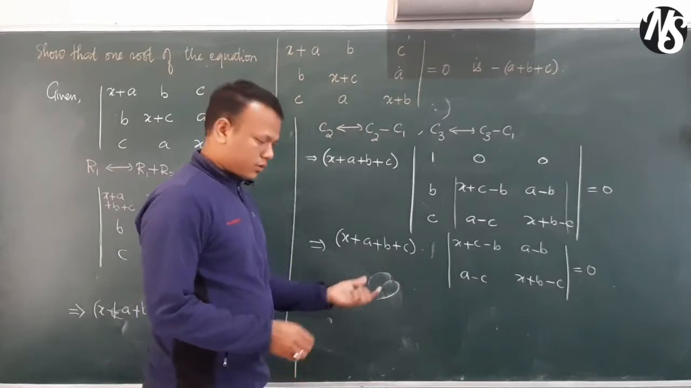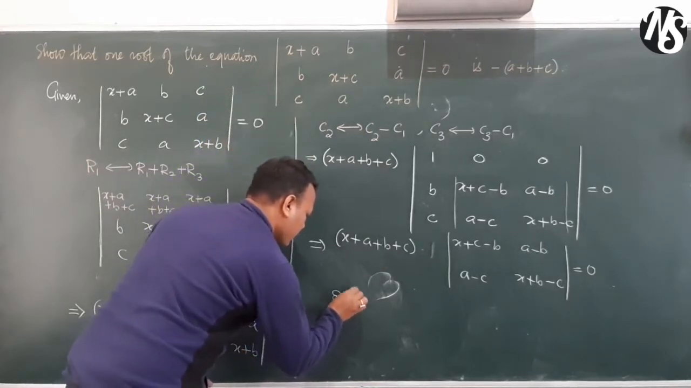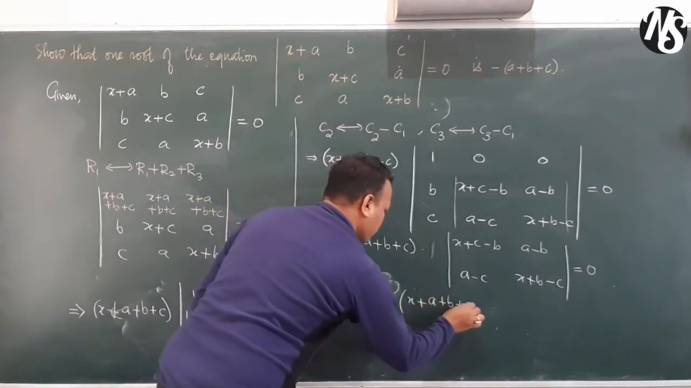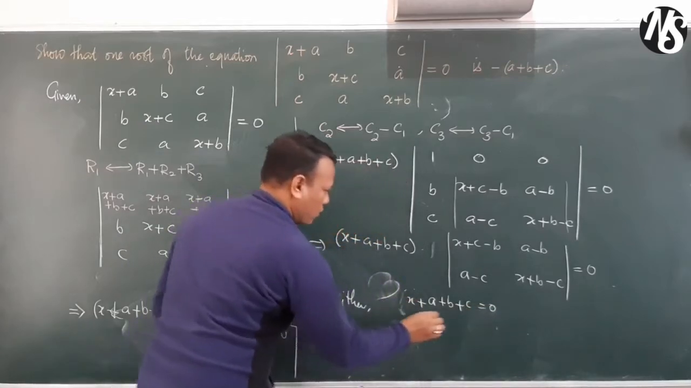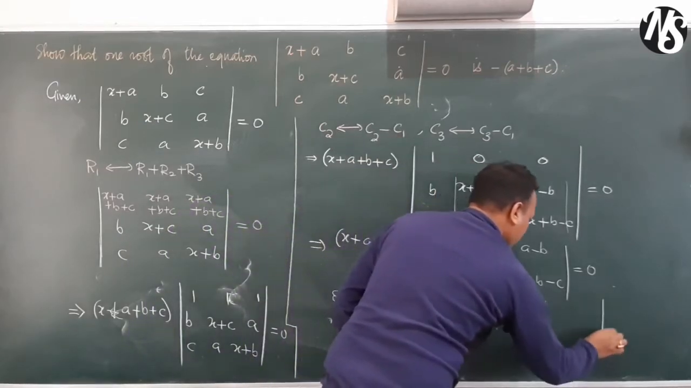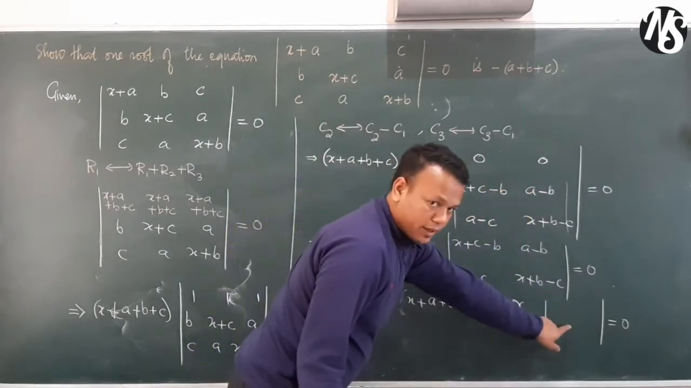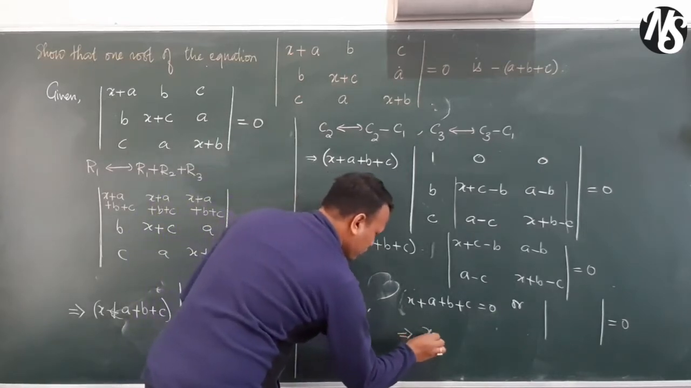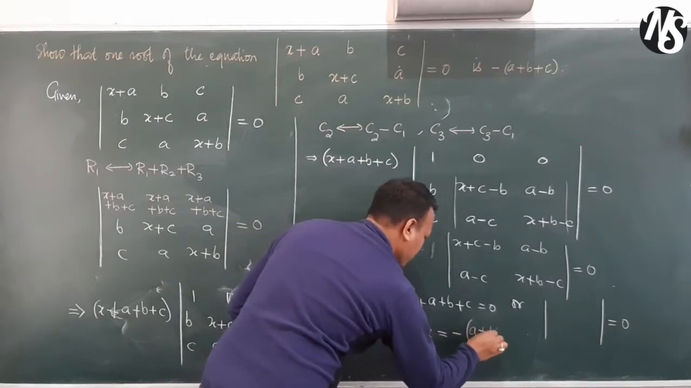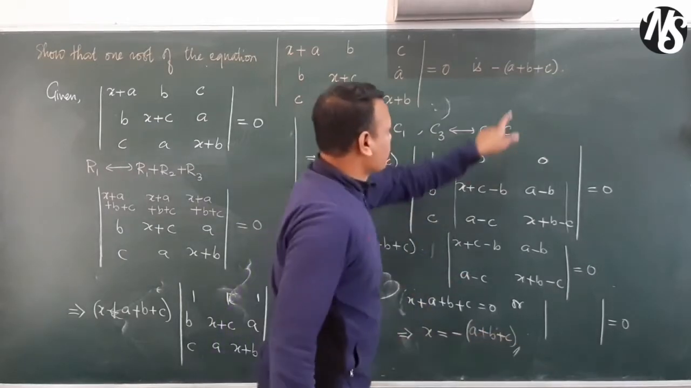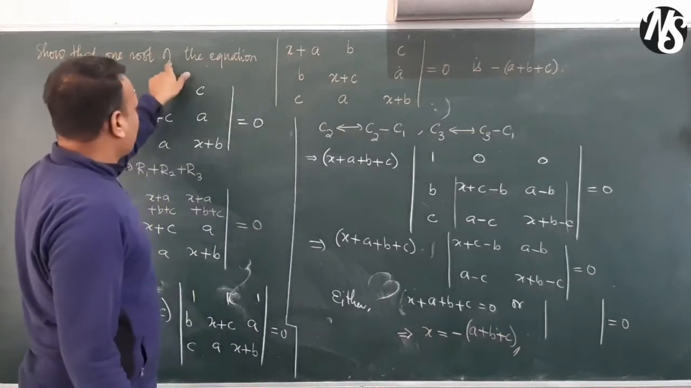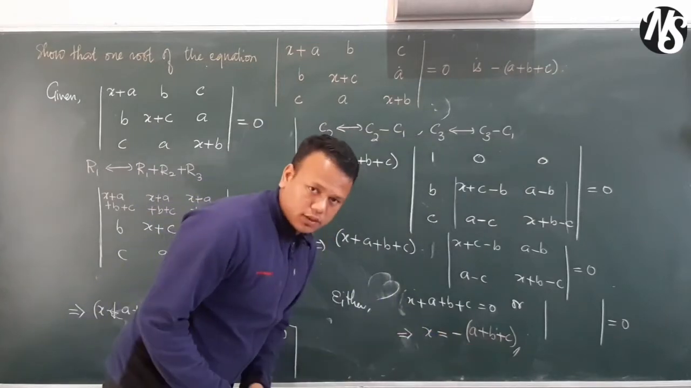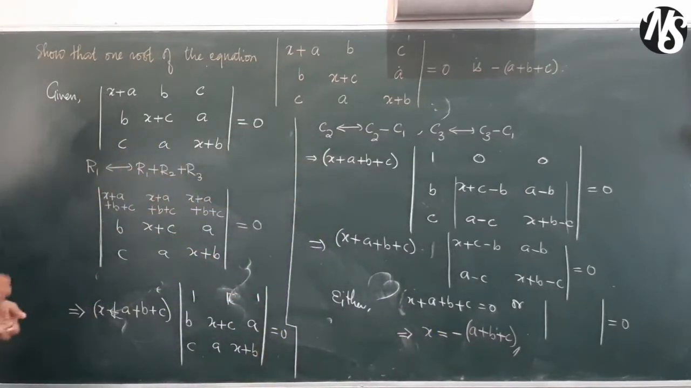But from here, let me say either x plus a plus b plus c is 0, or we have this determinant equal to 0. So evaluate this by yourself. I'm just interested in this part because this gives me x equals minus a plus b plus c, and that's what I'm interested in. So the question says one of the roots or solutions of this equation is minus a plus b plus c, and that's what I have shown here. So you may pause the video and note down your solution.